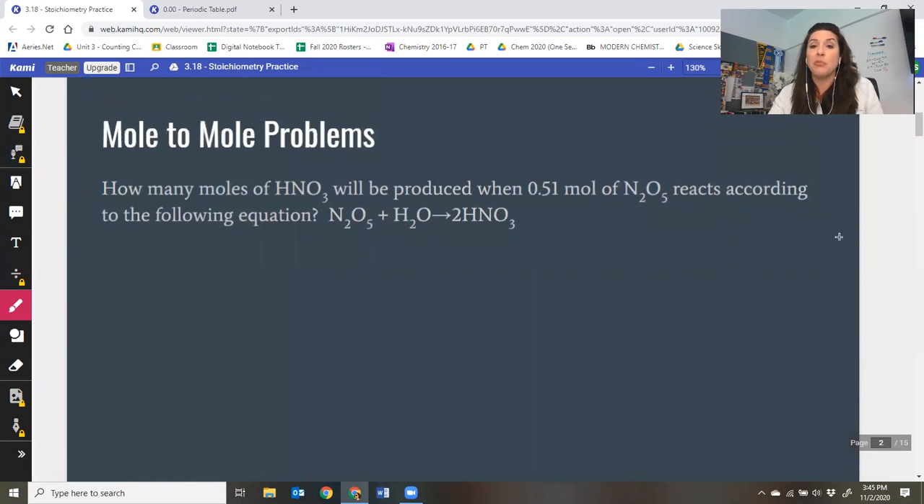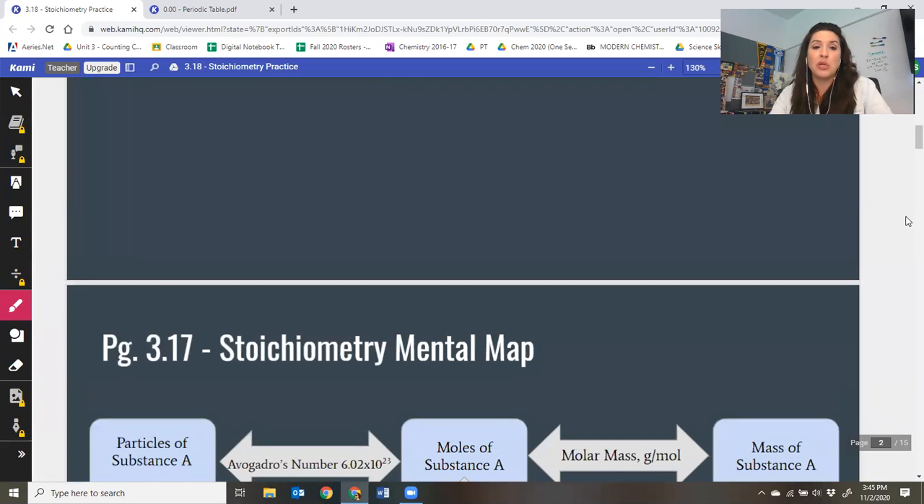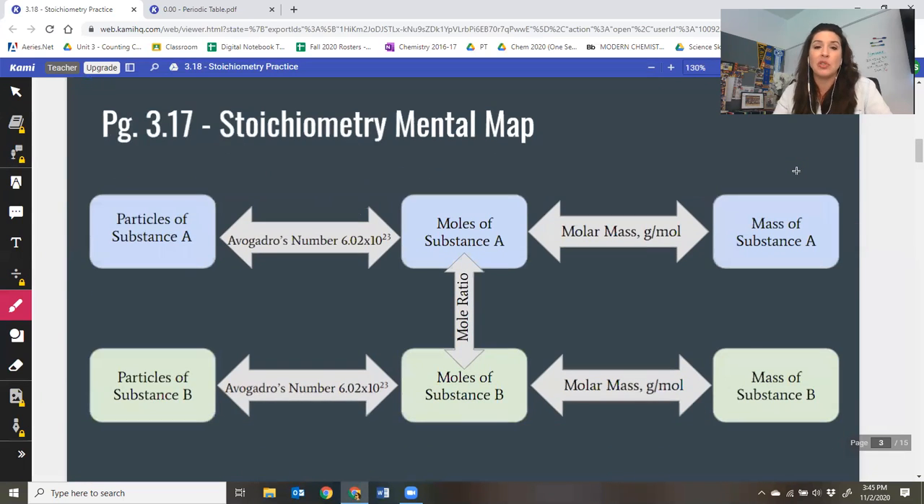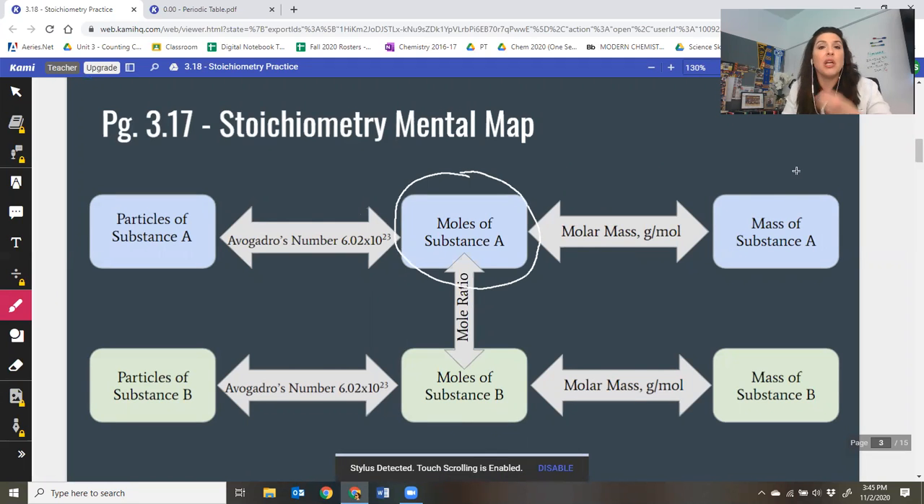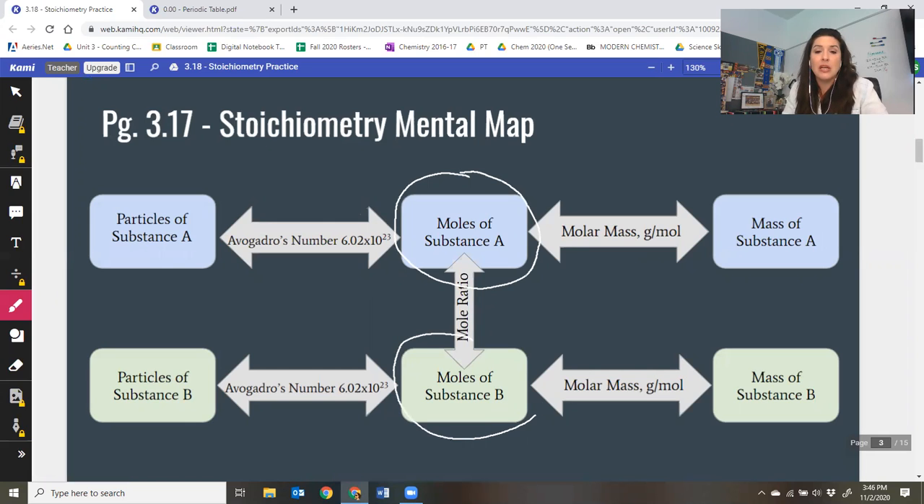The first type of problem you might encounter is one that starts with the number of moles of one of the substances in the reaction and compares it to a different number of moles. You're trying to convert between moles of substance A and substance B. So let me show you a handy little stoichiometry mental map that might be useful to you. If you are working between moles of a substance and you want to convert to moles of a different substance, then this is the bridge that will get you there. You'll need to use the mole ratio: how many moles of substance A correspond to how many moles of substance B? And you get that information from the balanced chemical reaction.